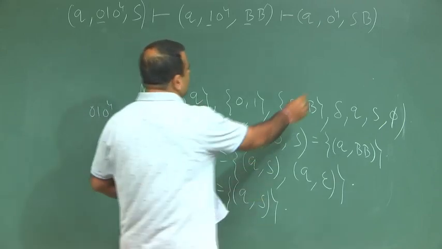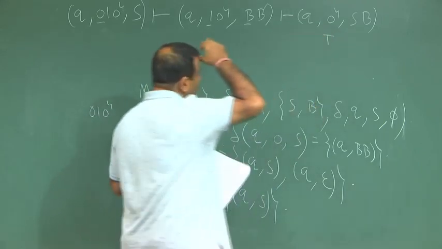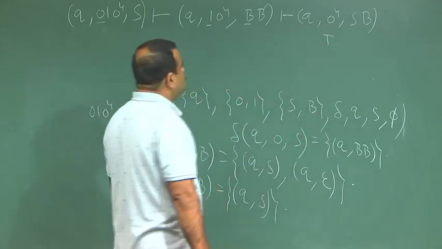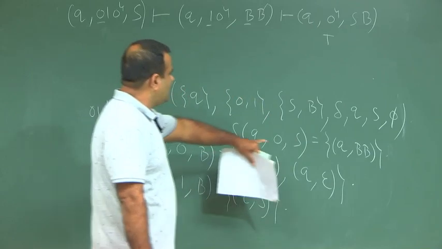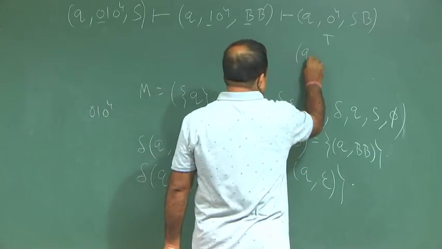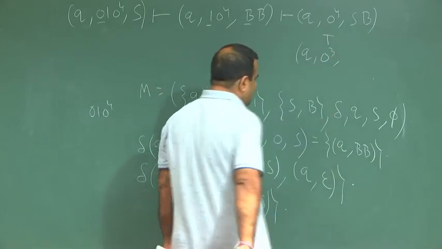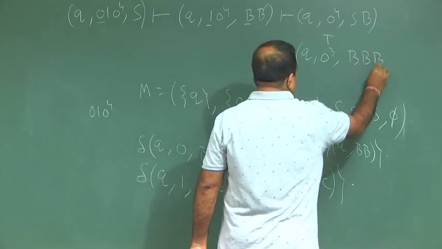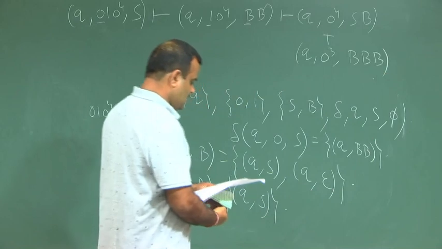Now, again this will go like this. We have a 0 over here. So, Q 0 S. So, Q 0 is again it will go to Q 0 to the power 3 now, S is going to be replaced by B B. So, 3 B's, B B B. Okay.